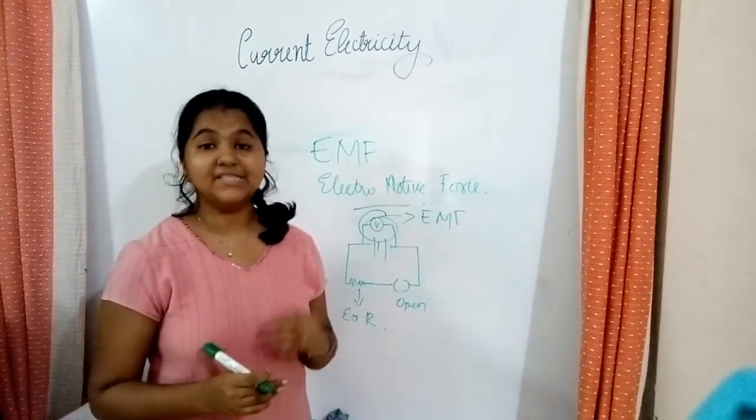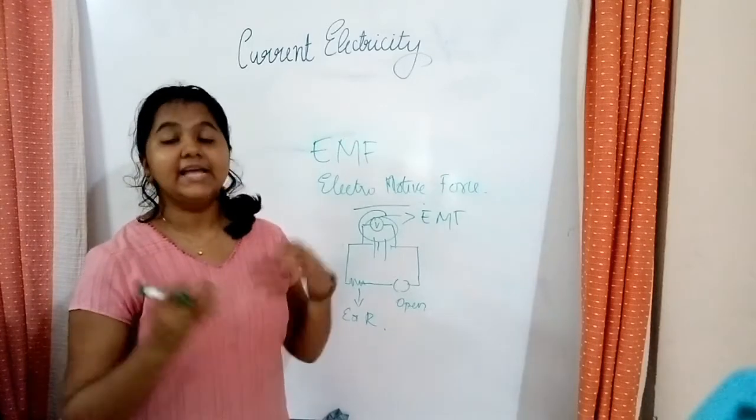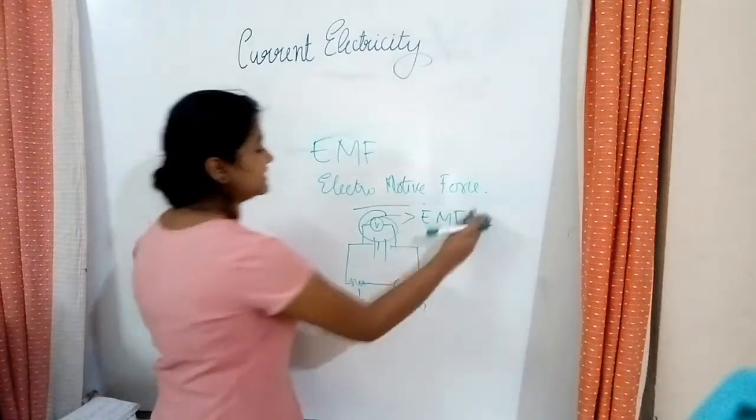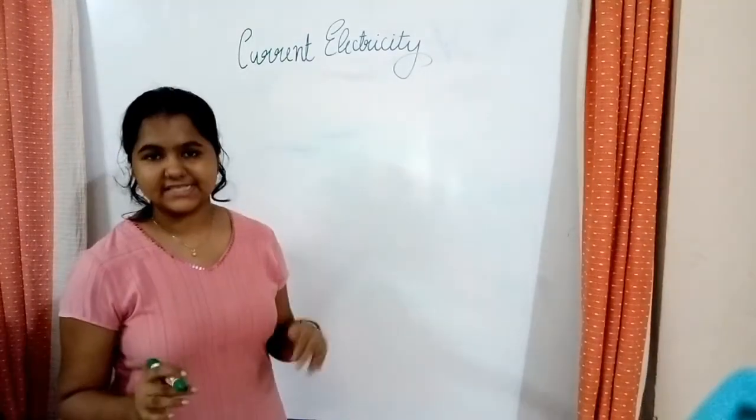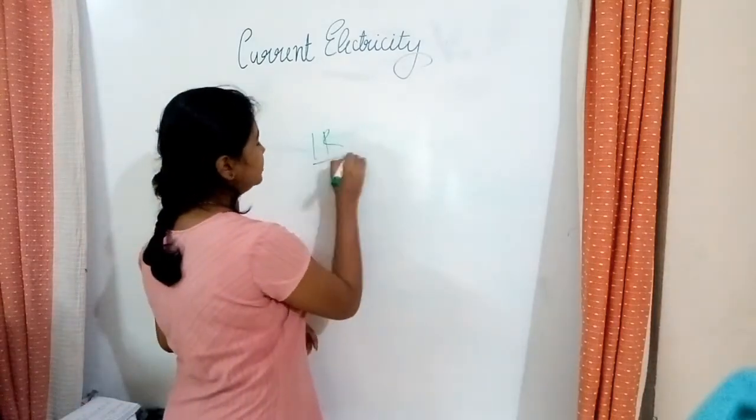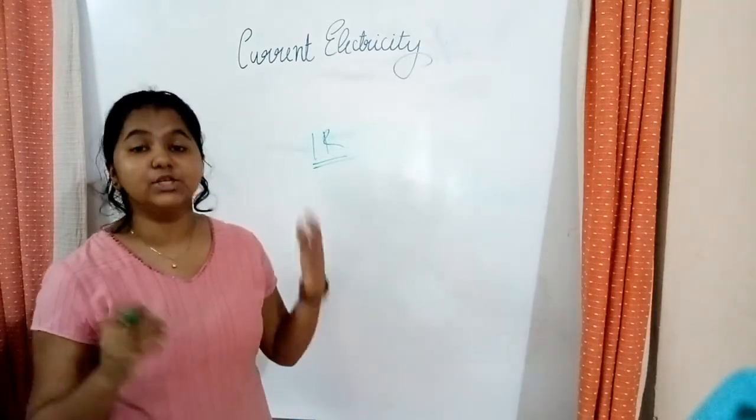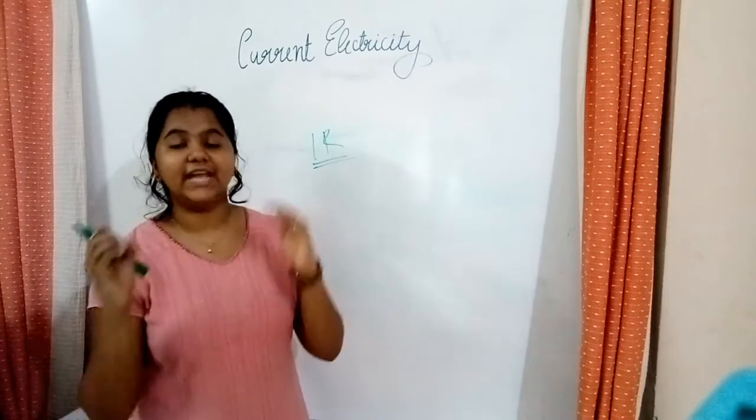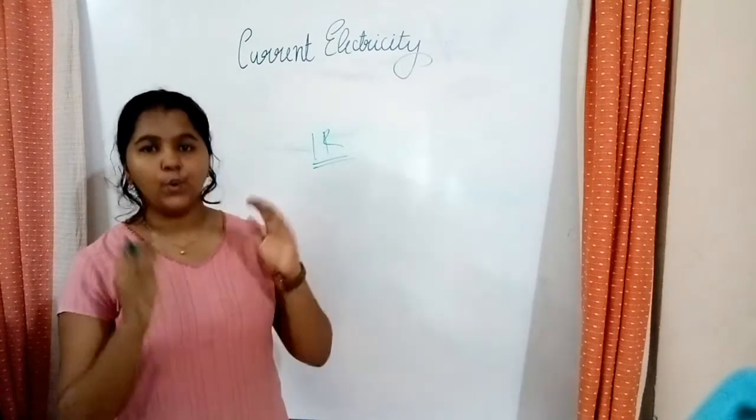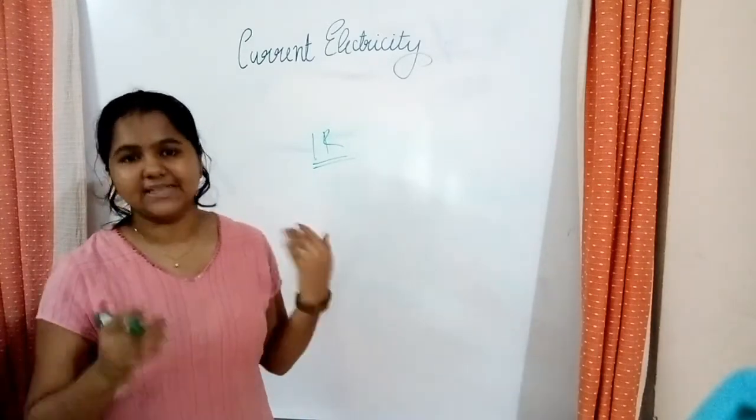Now we have to learn about something known as internal resistance. Internal resistance, what is it? Internal resistance is the resistance offered by the electrodes and electrolytes inside a cell when the key is closed. So that is internal resistance.